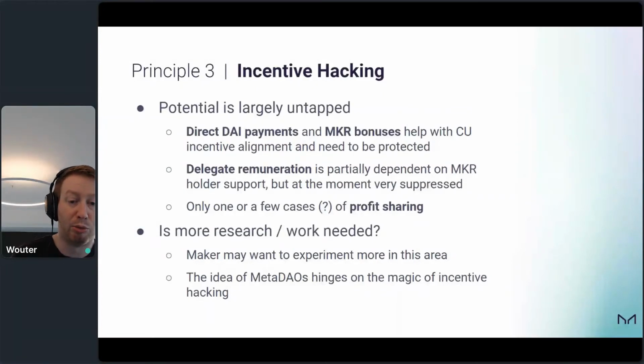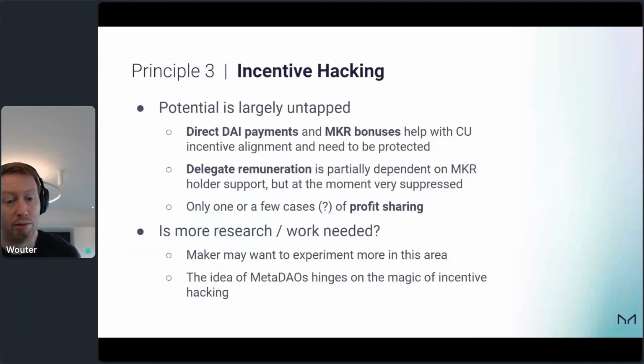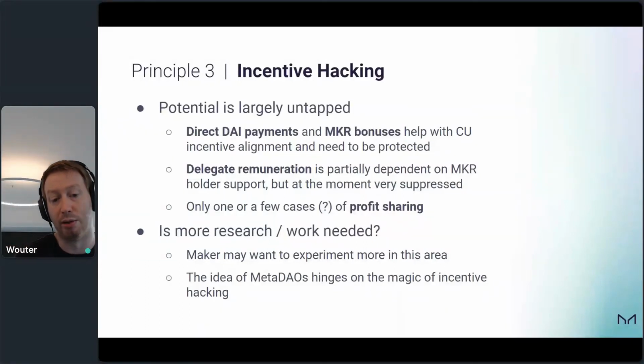Maker may want to experiment more in this area, and the idea of MakerDAOs that Rune is talking about, that one of course hinges very, very much on the magic of incentive hacking. And I think if we can make it work, it should really be a superpower to scale up the DAO.